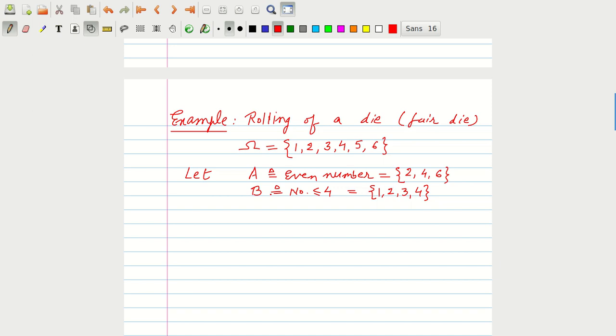Now we are interested in defining the joint events A intersection B and the conditional events A given B. Let us first look at the joint event A intersection B. A intersection B means the event that the number that shows up is an even number which is less than or equal to 4. So it is the intersection of events A and B, and clearly it is two sample points 2 and 4, the intersection of A and B.